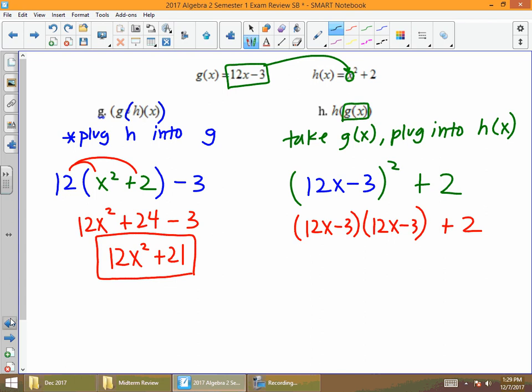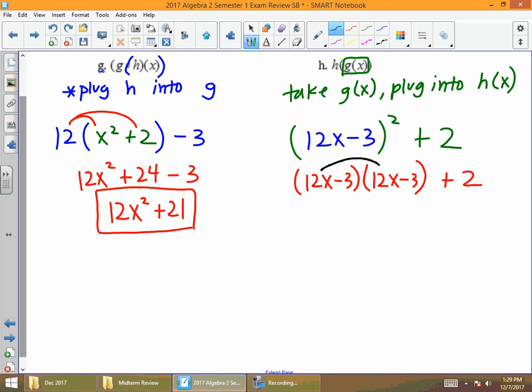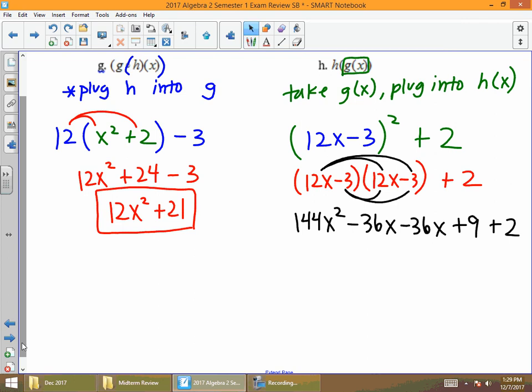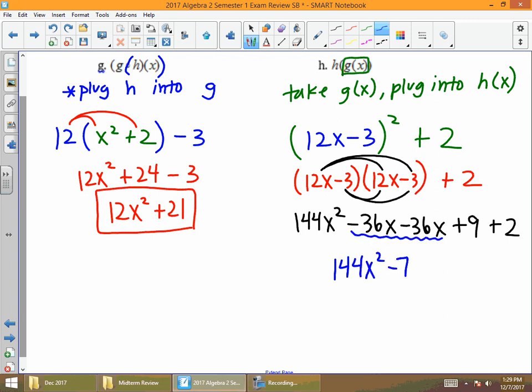So we're going to have to distribute or FOIL these two together. So 144 x to the second minus 36x minus another 36x plus 9, and we still have that plus 2 at the end. We have a few like terms we can combine, and then that'll be it. 144 x squared. These two together can make a negative 72x. And then the 9 and the 2 at the end make 11.